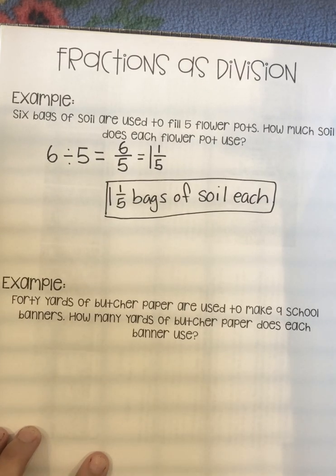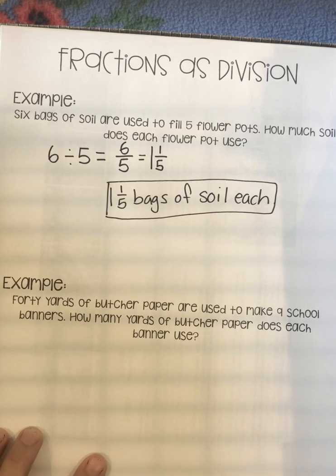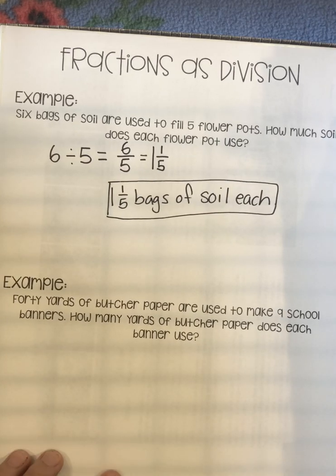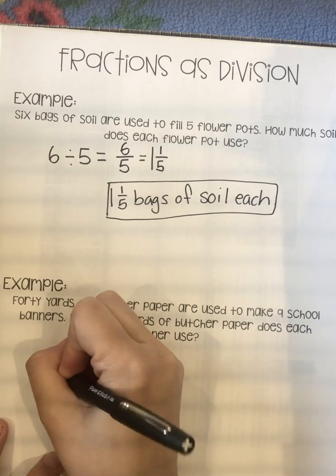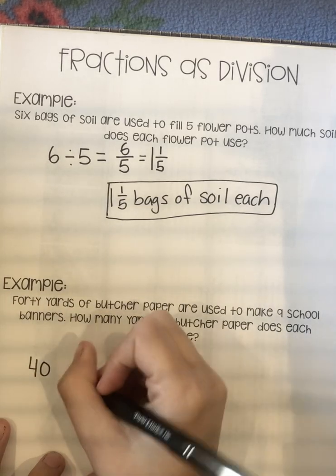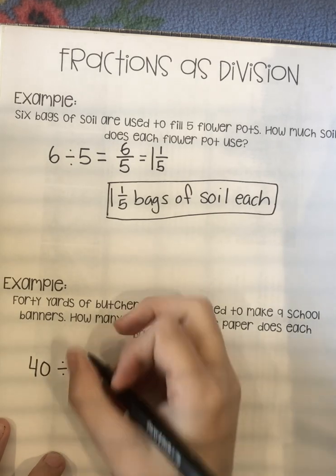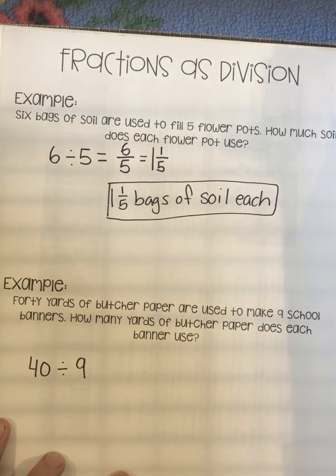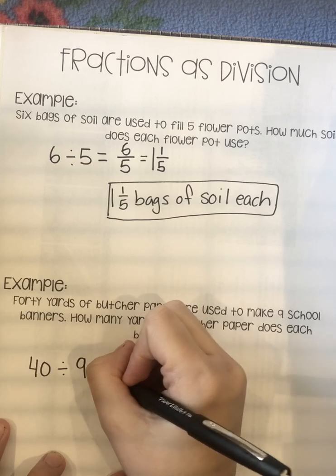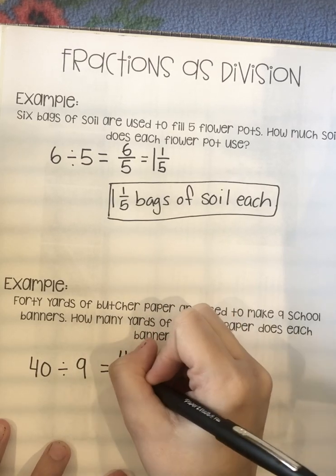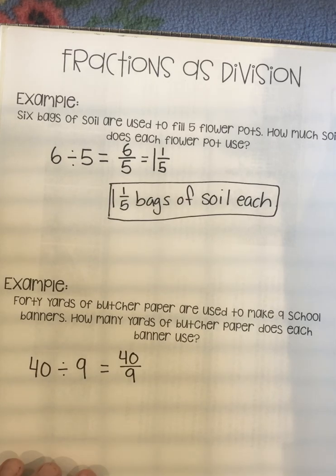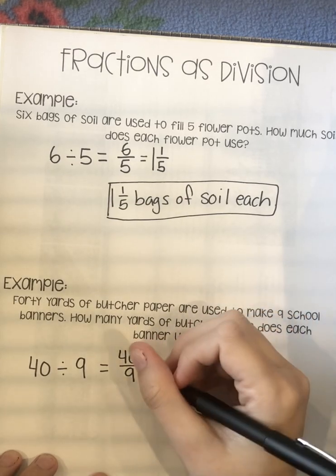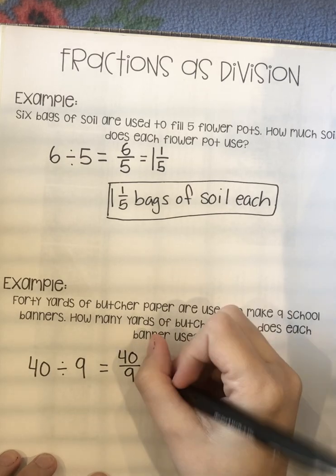And another example, 40 yards of butcher paper are used to make 9 school banners. How many yards of butcher paper does each banner use? So we have 40 yards of butcher paper divided into 9 school banners. As a fraction, that would look like this, 40/9. Again, this is an improper fraction.